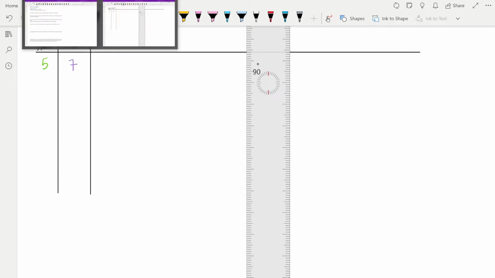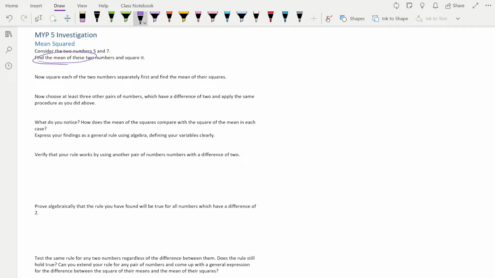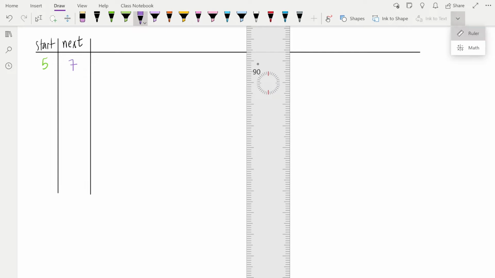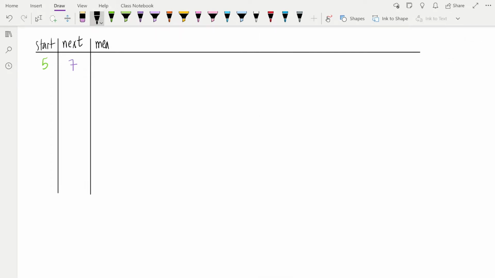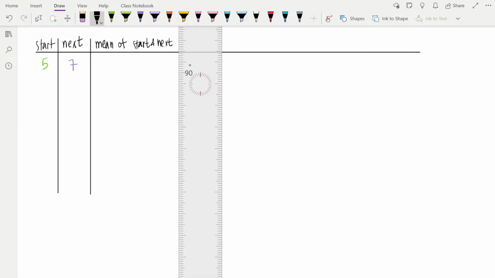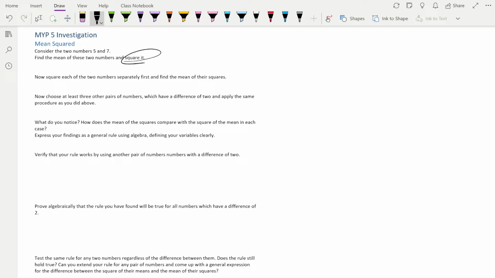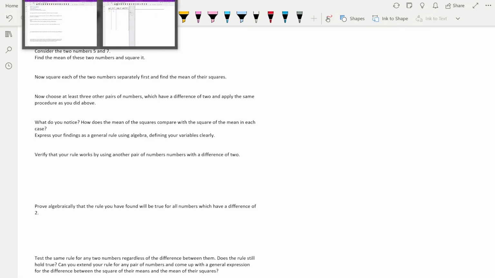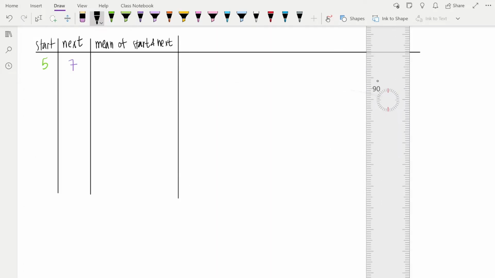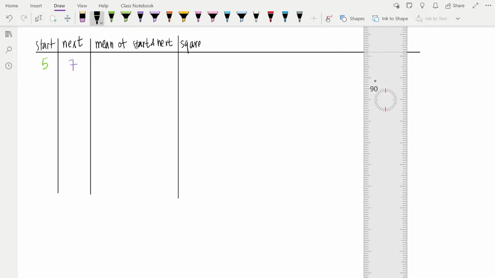And then we're going to make a new column for every next step they ask for. So they said, find the mean of these two numbers. Great, that's a step. That makes it a column. So the mean of start and next. Then what am I asked to find? Square it. Okay. So in this next column, square of mean.